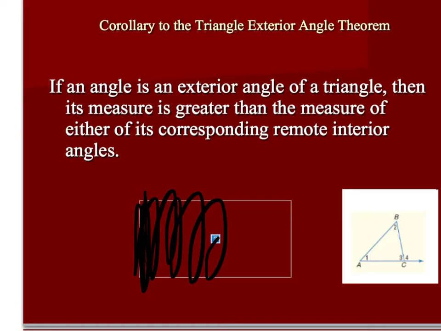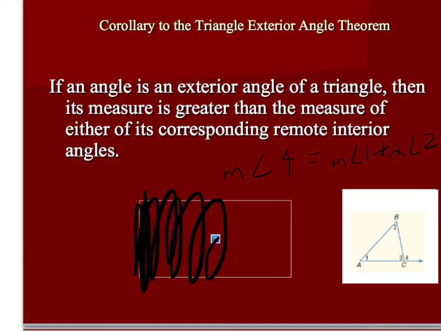Alright, our next thing is the corollary to the triangle exterior angle theorem. If an angle is an exterior angle of a triangle, then its measure is greater than the measure of either of its corresponding remote interior angles. This makes sense because we already know that the measure of angle 4 is equal to the measure of angle 1 plus the measure of angle 2.